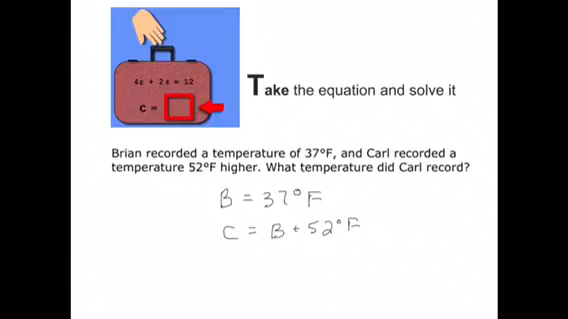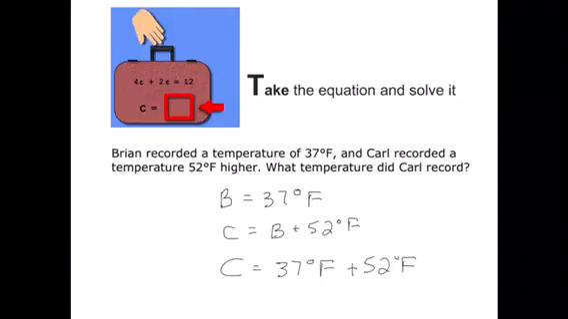The last step of the FAST strategy is to take the equation and solve it. So we have the equation C equals B plus 52 degrees F, and B can be substituted with the number 37 degrees Fahrenheit. So we'll do that here. And we can then solve this equation for C. So we have to think back to our first step where we came up with the variable that we were solving for. That is C.